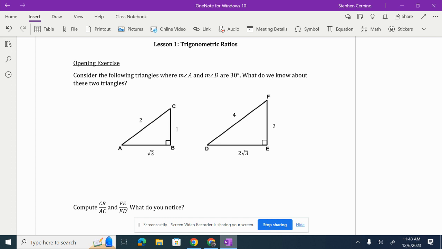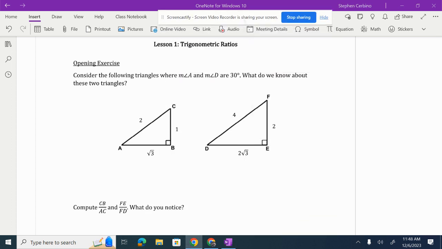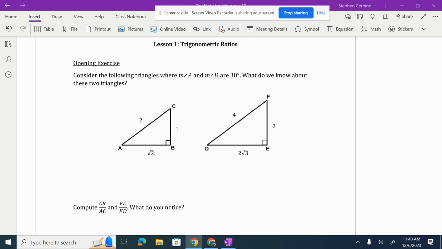I'm asking you to pause the video for a second, take a look at these two triangles and see if you can compute the two ratios that I'm asking you about there, and see if you notice anything. Okay, so hopefully you paused the video and you actually tried this yourself. I'm going to say that multiple times throughout this video.